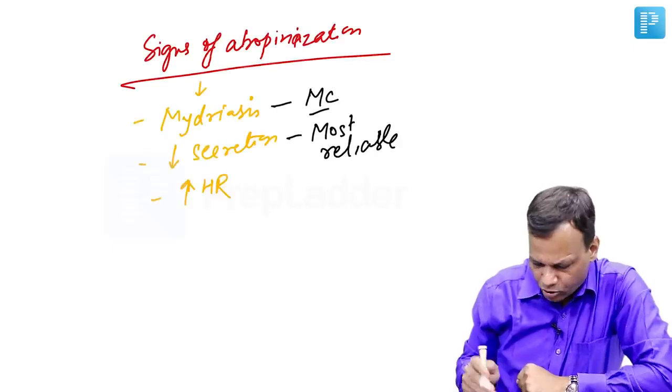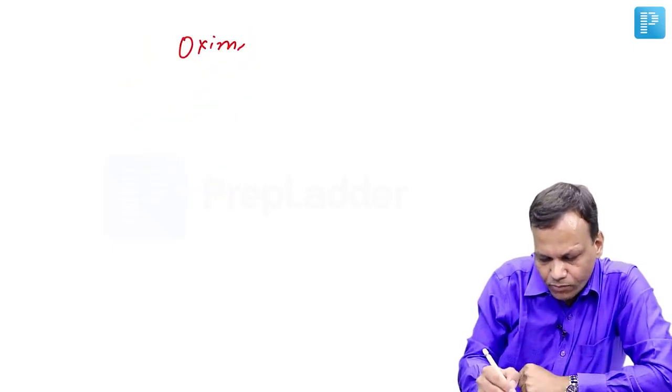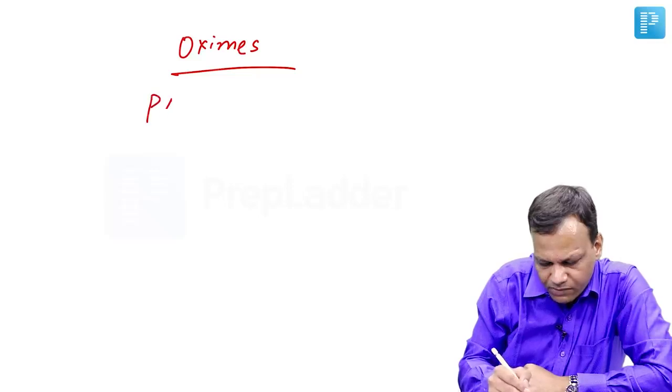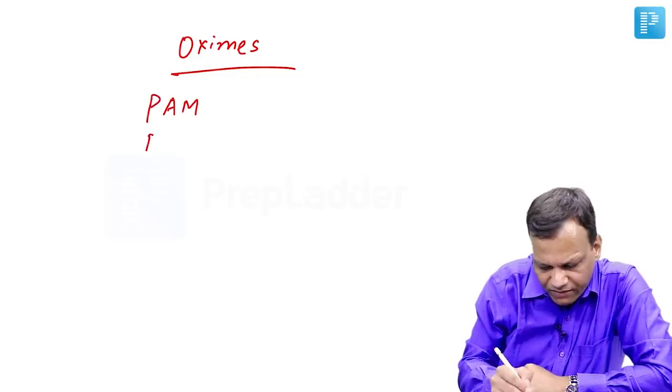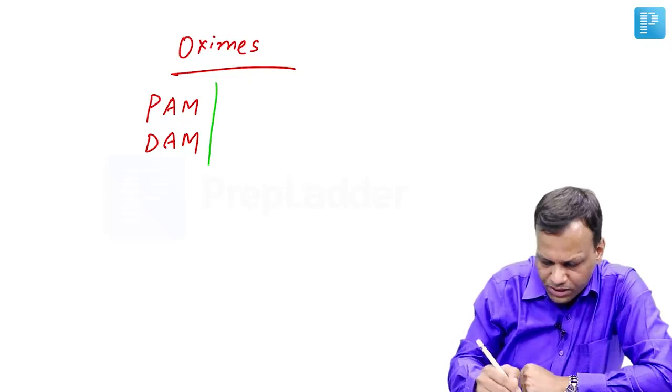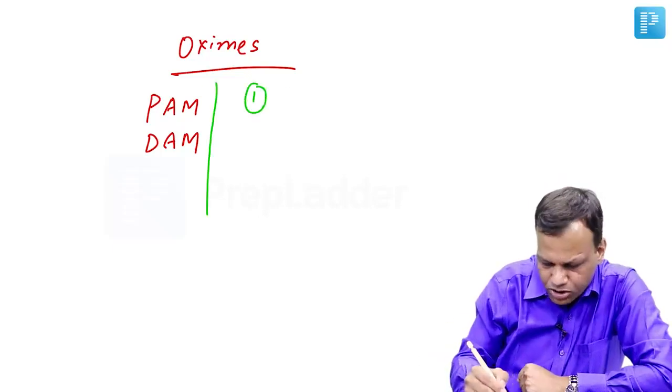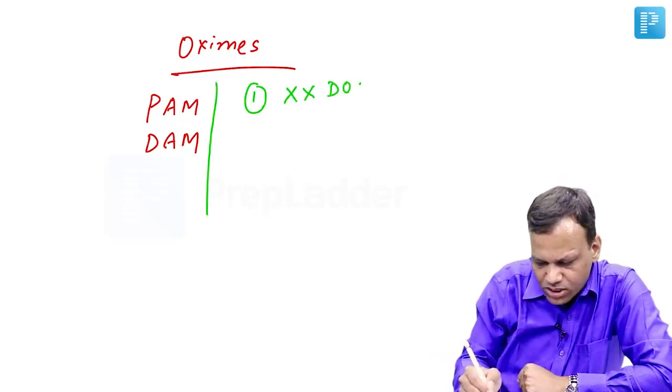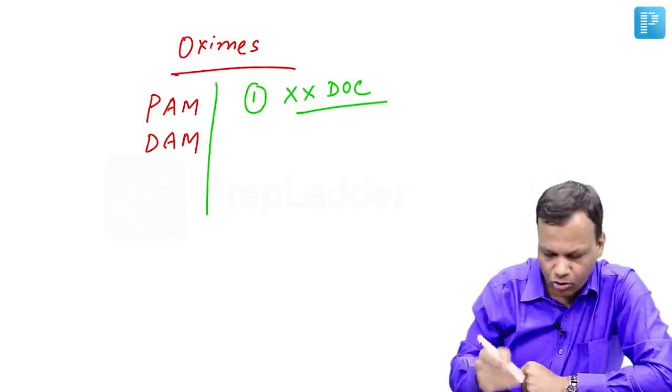Now apart from atropine, the second type of drug we can use are called oximes. We have pralidoxime, which is known as PAM, and we have diacetyl monoxime. And in the oximes, you need to remember three important points. First and the most important, they are not the drug of choice. Remember, the drug of choice is always atropine.